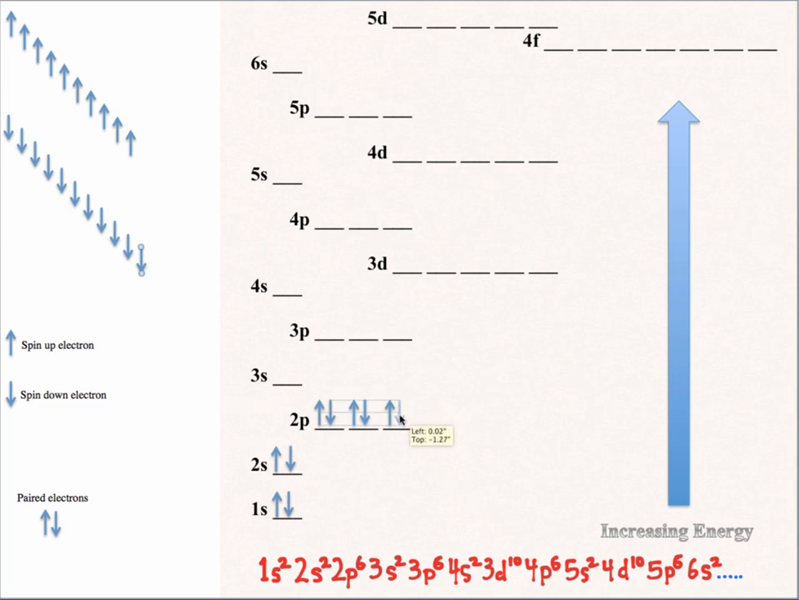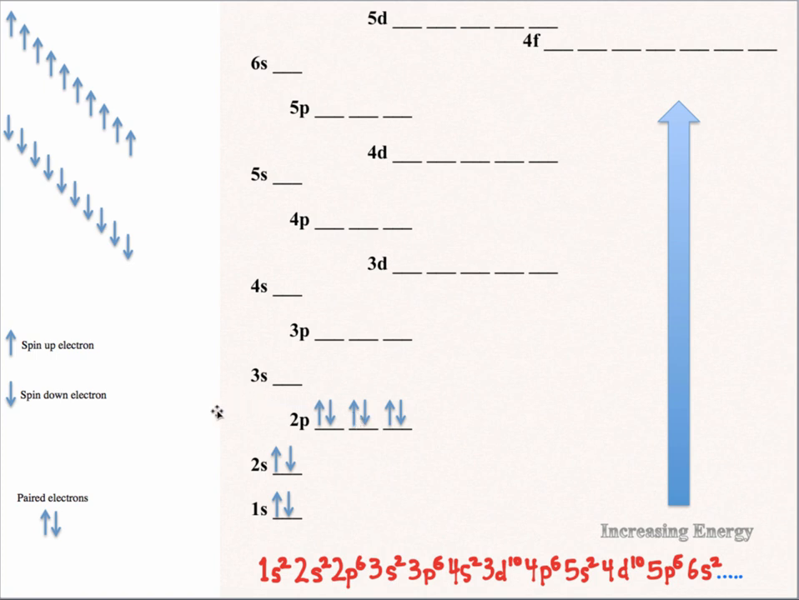Or lastly, to fill up this little shell, the second principal quantum layer, it looks like that. So the 1s is full and layer 2 is full. And if this is helium, this noble gas would be neon.